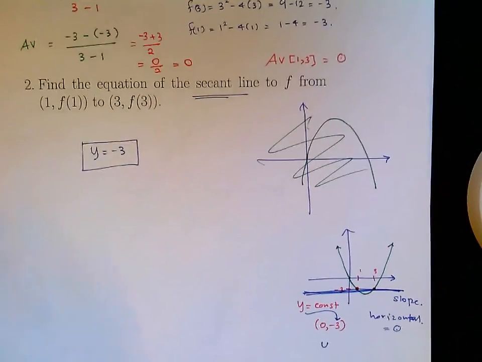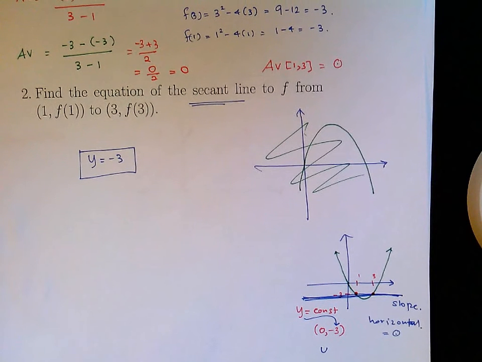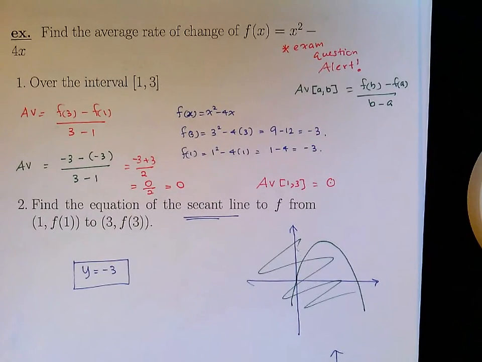In a way, this equation of the secant line example is not that satisfactory because we just found a horizontal line. So let's go to a question. The question is about average rate of change. So remember this formula right here, plug it in, and we will talk about a secant line. All right, let's do it.